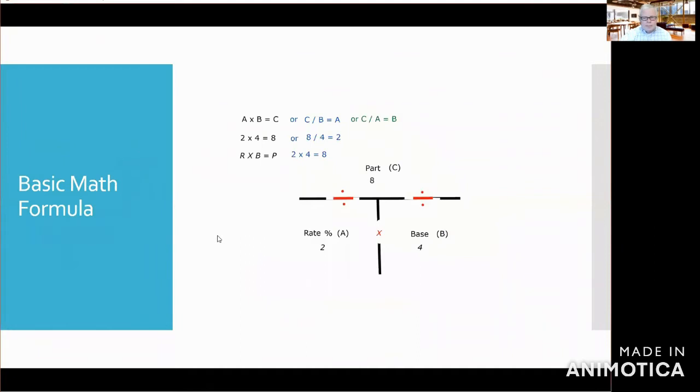So again, this is another way to look at it. This really goes down to a basic math formula. A times B equals C, or C divided by B equals A, or C divided by A equals B. If I substitute numbers in here, if I have the rate at 2 and I have the base at 4, I multiply them together and it gives me 8. If I have the base at 4 and I have the part at 8, I divide it in there and it comes up with 2, and so forth. So again, it's just recognizing which of the two you have and whether it's the part, the base, or the rate.